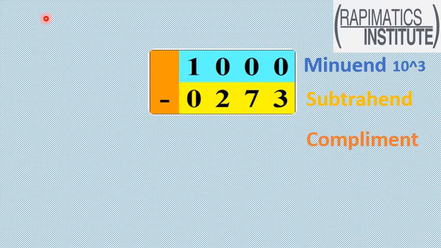So we have our minuend, our subtrahend, and our complement number. Our complement will actually be our answer, which is also called a difference, but this is a special type of difference because we're subtracting from a power of 10 minuend. Notice that we're at the 3rd power here, so we have 3 zeros at the end of our minuend.